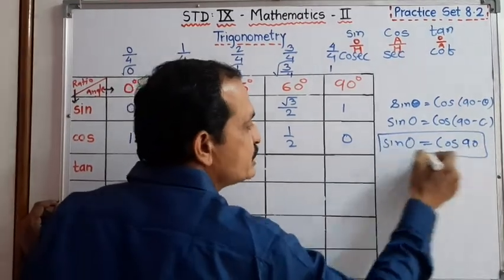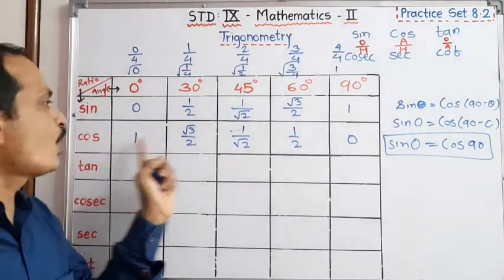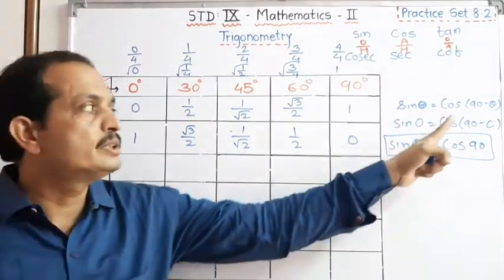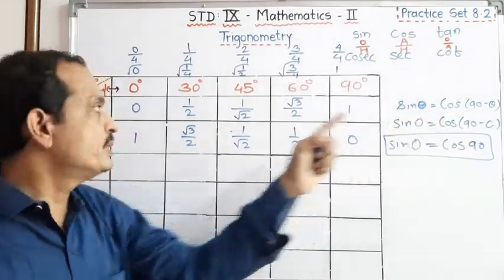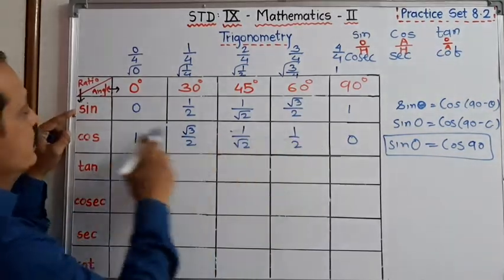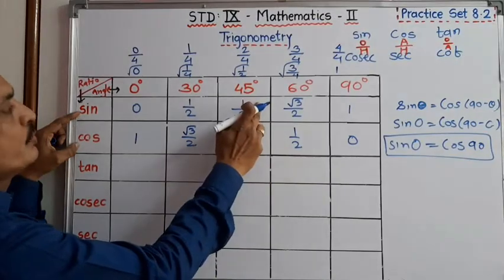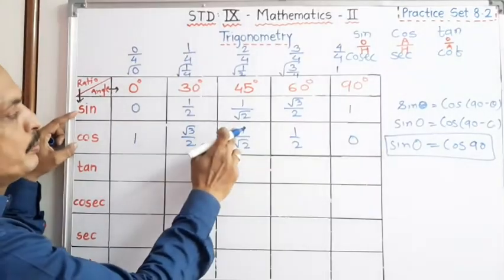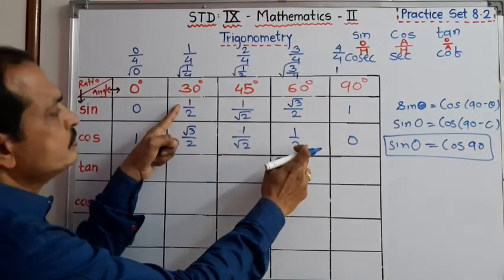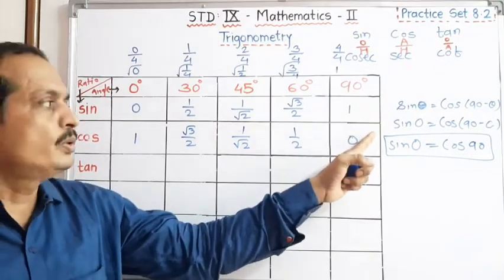That means sine 0 degree and cos 90 degree both have the same values. Just now we learned this formula. Same thing. Sine 30 degree is equal to cos 60 degree. Sine 45 and cos 45, because 45 plus 45 is 90, 30 plus 60 is 90, and 0 plus 90 is equal to 90.